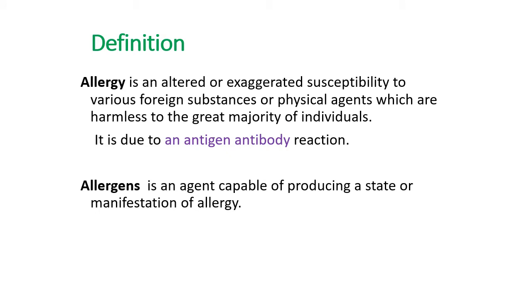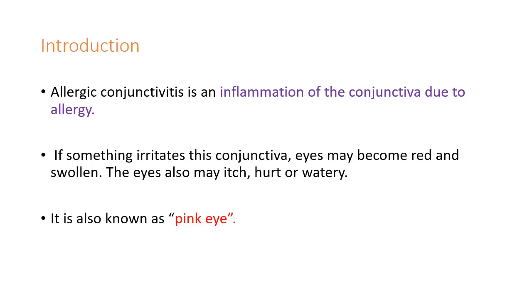So allergy is an altered or exaggerated susceptibility to various foreign substances or physical agents which are harmless to the great majority of individuals, but they are harmful to some individuals. The allergic reaction is an antigen-antibody reaction. What is an allergen? Allergen is an agent capable of producing a state or manifestation of allergy. So allergic conjunctivitis is an inflammation of the conjunctiva due to allergy.